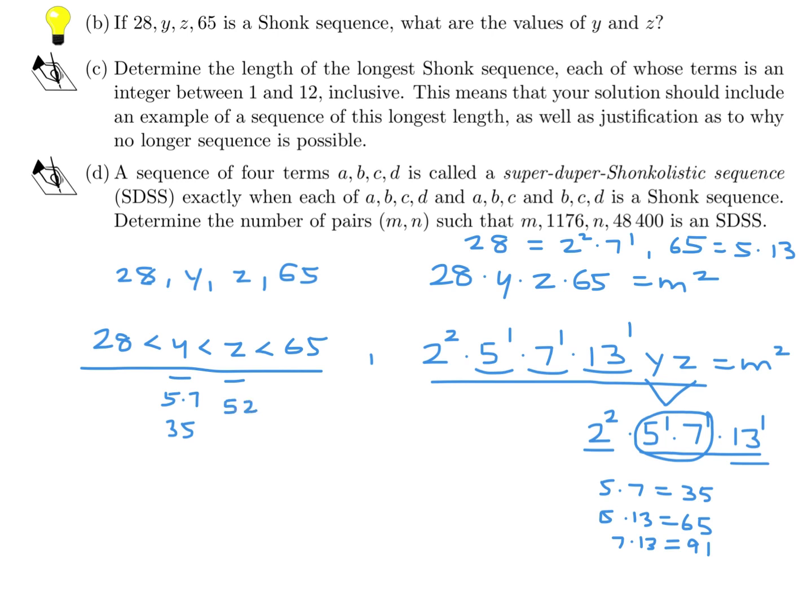Yeah, that works because it satisfies this inequality. And then it makes this a perfect square right up here. Because this combines with that. That is 4, which is even, makes it a perfect square. And then this combines with that. This combines with that. And this 13 to the power of 1 combines with that. Yeah, that's it. So again, a little bit of trial and error. So y is 35 and z is 52.